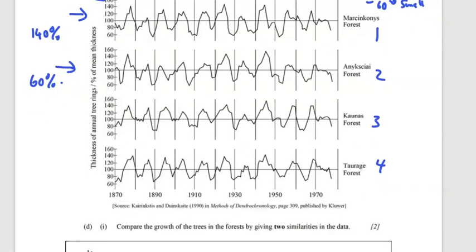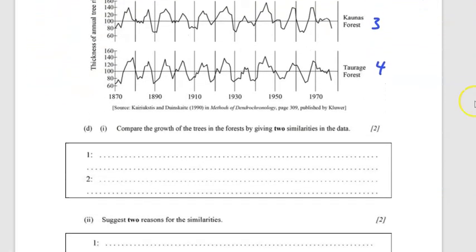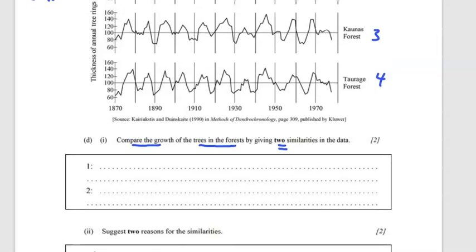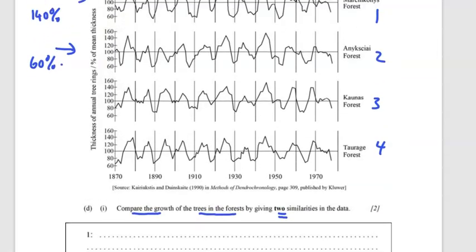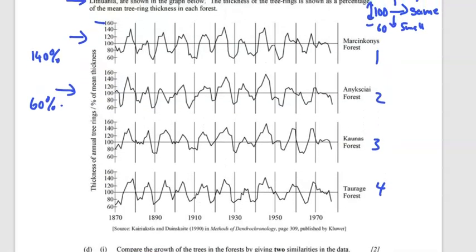Let's take a look at the initial question. It says, compare the growth of the trees in the forest. So we have to compare 1 to 4 and give 2 similarities. Okay, so let's go look for those similarities. I'm sorry, I need to scroll for you to be able to see this.